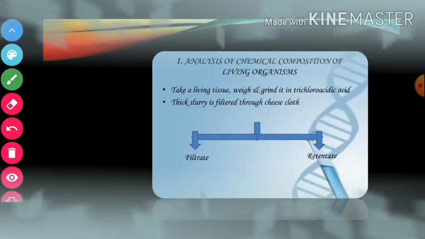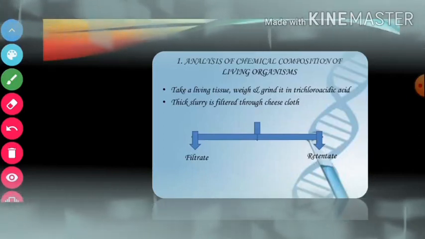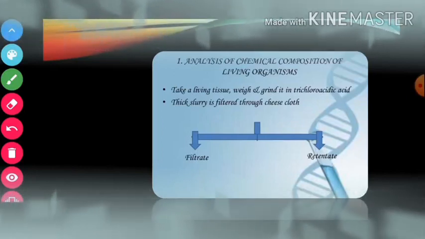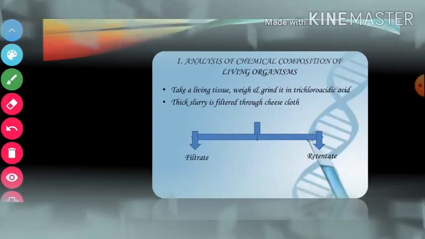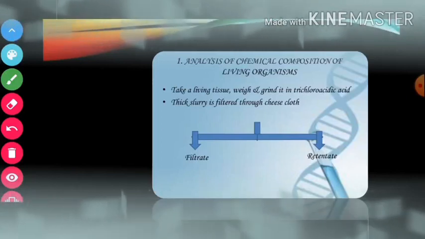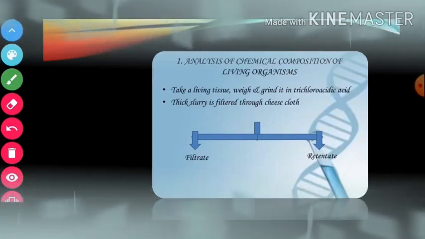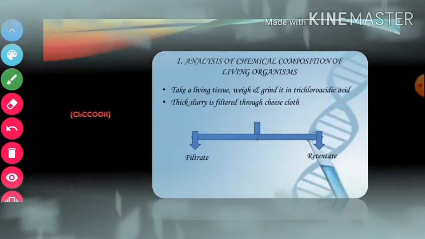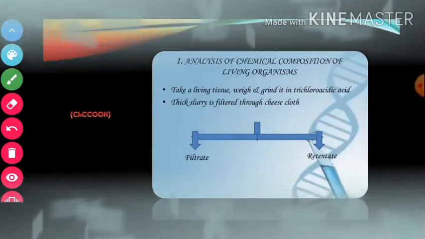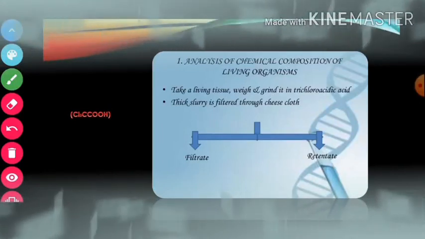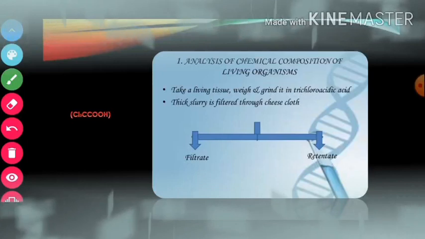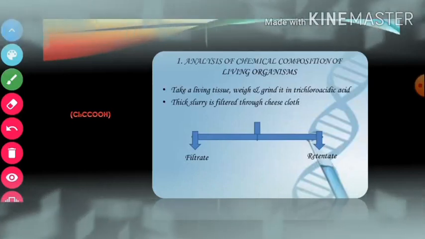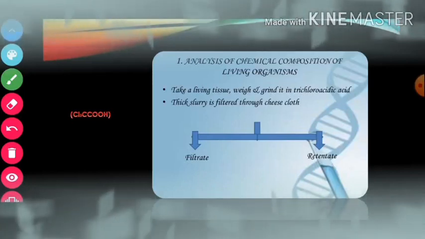So let us talk about the chemical analysis of organic compounds. Children, to analyze the chemical composition of living organisms, we can take any living tissue, a wedge piece or a piece of live substance, and grind it in trichloroacetic acid, that is Cl3CCOOH, using a pestle and mortar or homogenizer. That is basically the tool used for pounding things to powder, right? Homogenization is the technique. Now the thick slurry obtained is filtered through a cheesecloth.